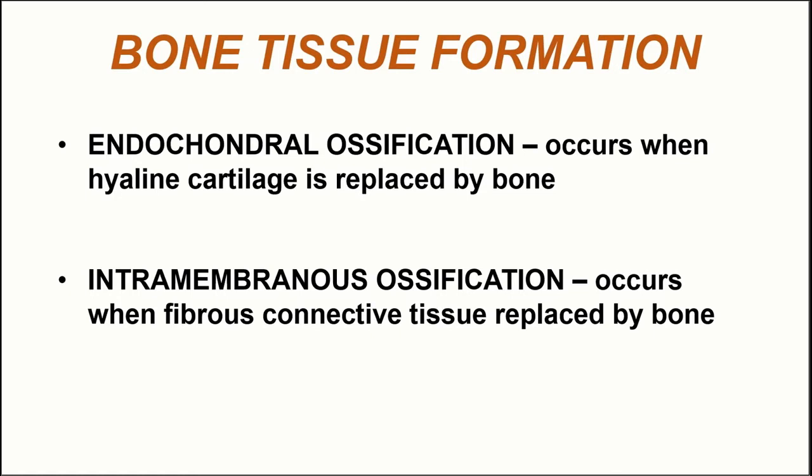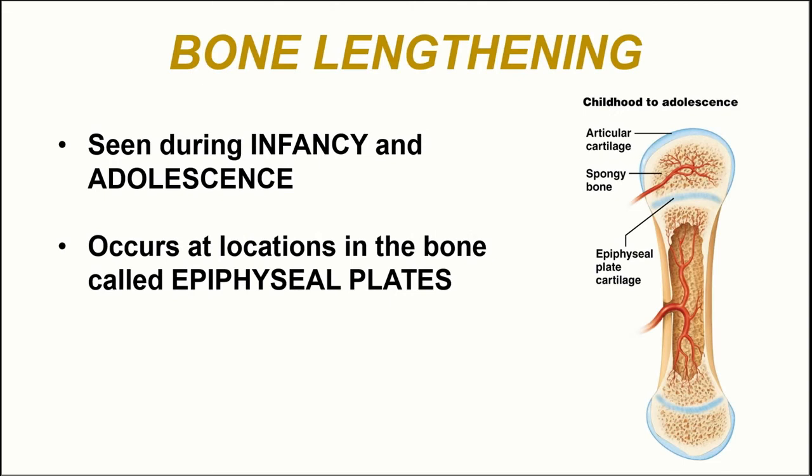Some of the bones, though, that are made out of fibrous connective tissue undergo intramembranous ossification, in which the fibrous connective tissue is replaced by bony tissue. Recall that the bones that are initially made out of fibrous connective tissues are the cranial bones and the clavicles. And so these are the bones that undergo that intramembranous ossification.